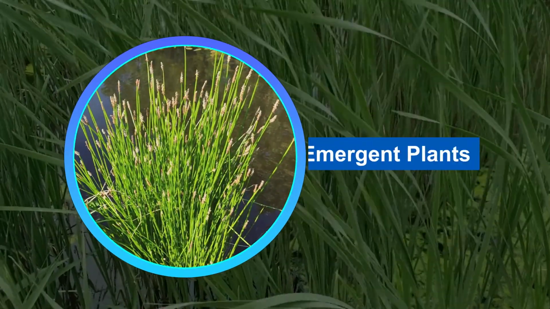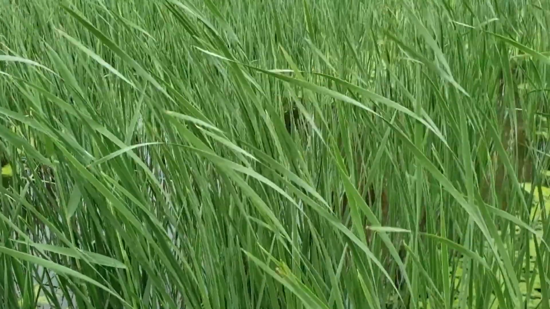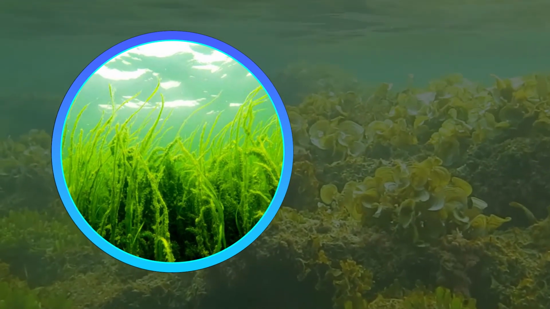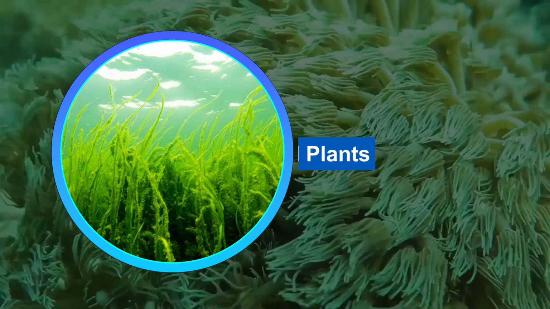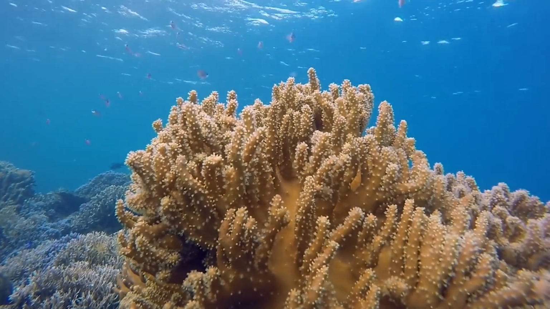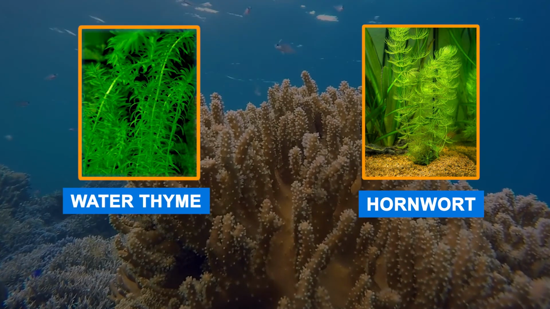The first group is emergent plants. These have their significant portion of the body outside water and grow near the edges of the wetland. These vascular plants often have deep and dense roots that stabilize shallow soils. Examples: reeds and sedges. The second group is submerged plants. These are also rooted to the bottom, but their leaves grow entirely underwater. Examples of such plants are hornwort and water thyme.